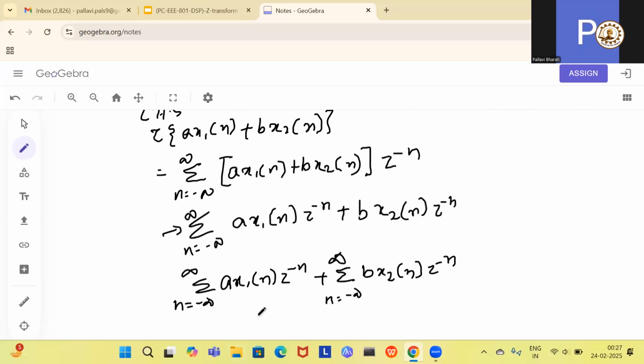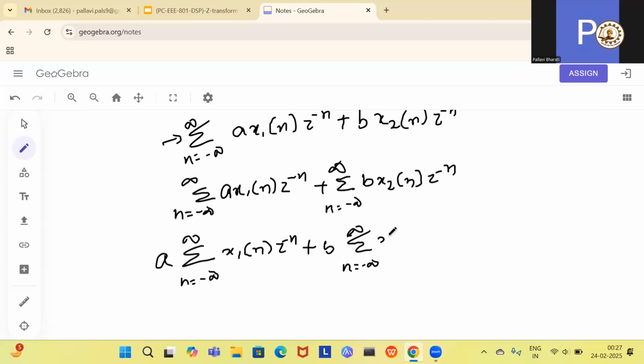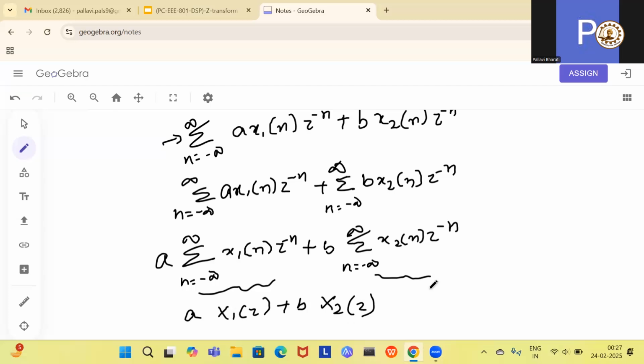Now, if you take this A and B outside of this summation, take this A outside, it is n equals minus infinity to infinity x1[n] z to the power minus n, plus this side, it is B, n equals minus infinity to infinity x2[n] z to the power minus n. Now, this full thing is what? X1(z), A is there, and this full thing is X2(z). So finally, you have proved it.